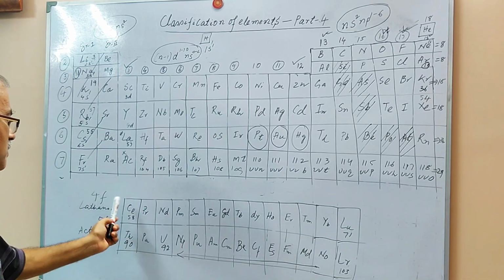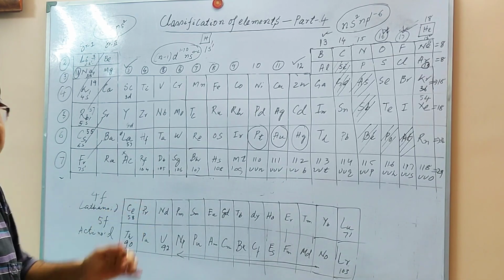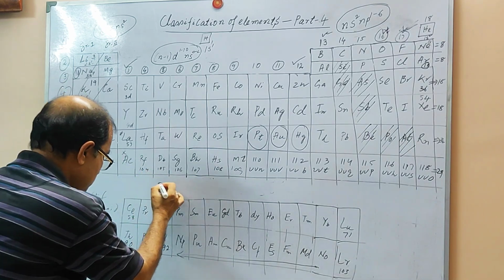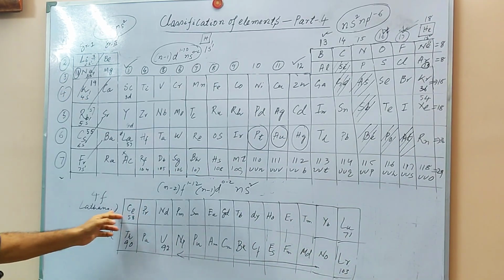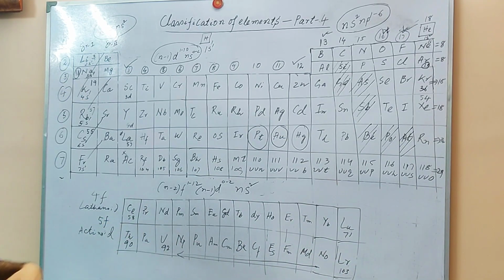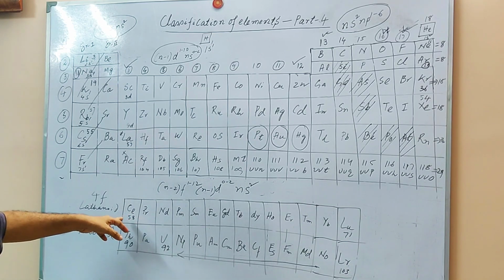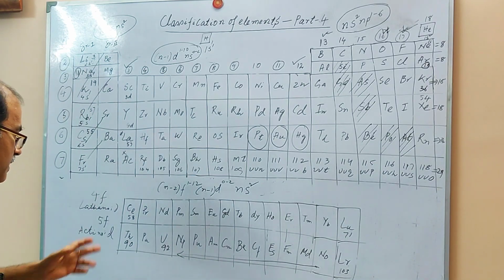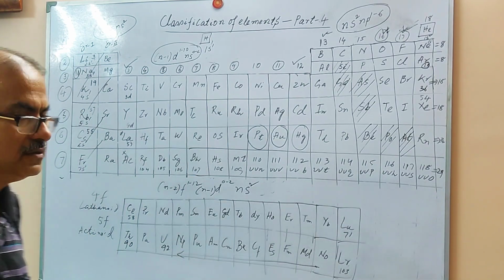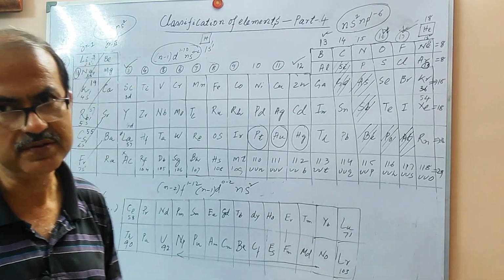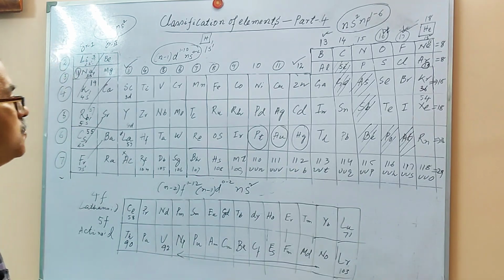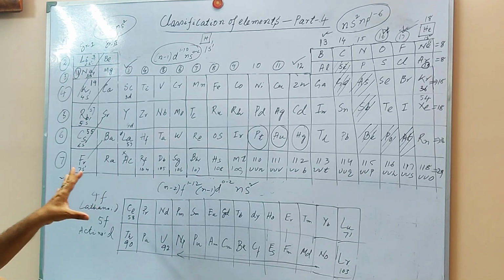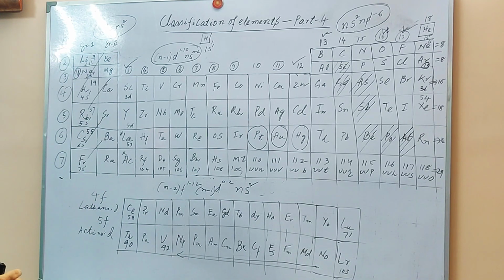And the last is the F block element, the inner transition elements. These are the lanthanoids and the actinoids. Lanthanoids are called the rare earth elements. You can see it starts from cerium, and the last element is lutetium, and the actinoids start from thorium, and the last one is lawrencium. So this is all the blocks of the elements.